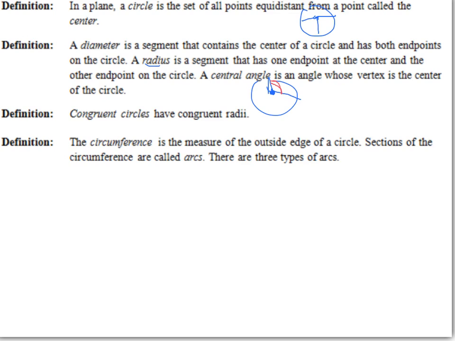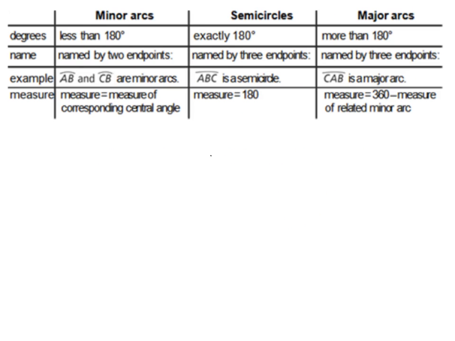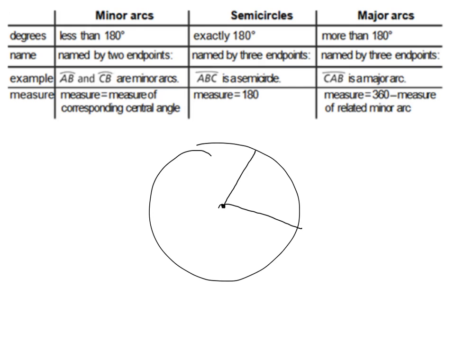Congruent circles have congruent radii, and circumference is going to be the distance around the whole shape. Diameter is the distance across through the center. When I'm dealing with a circle, and here's my center, a minor arc is one that creates a central angle that's less than 180 degrees. So this right here is a minor arc.